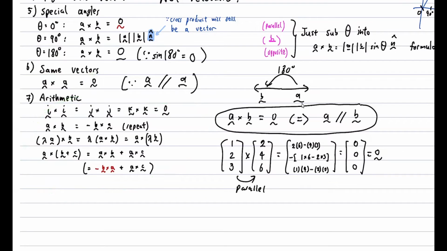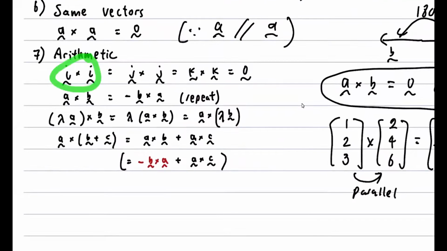Then arithmetic. This one is quite simple. I cross I, when they are the same vector, is also the zero vector, as we concluded in point 6. Then A cross B is negative B cross A. This is actually the right-hand rule. I showed you the diagram just now. Because you turn your wrist upside down 180 degrees, your thumb starts to point downwards, opposite from before when it was pointing upwards. So you have an extra minus sign.